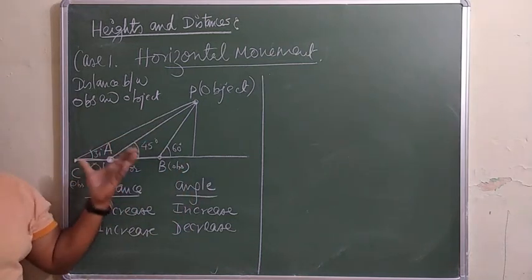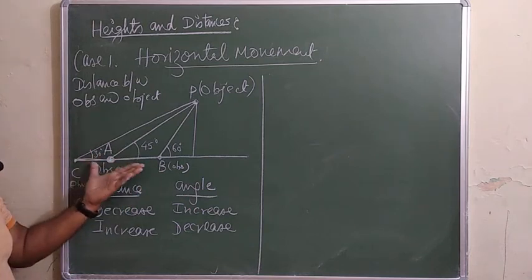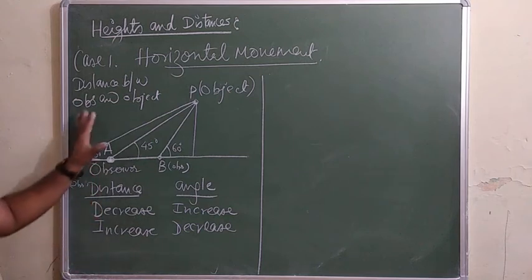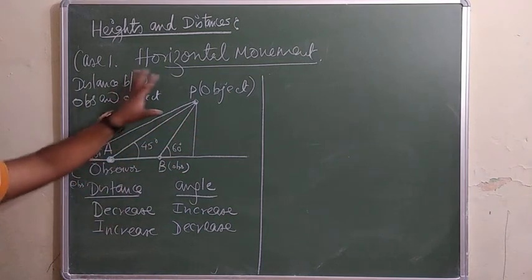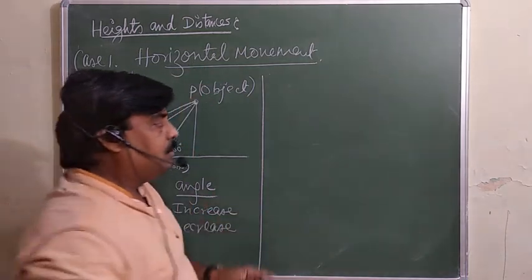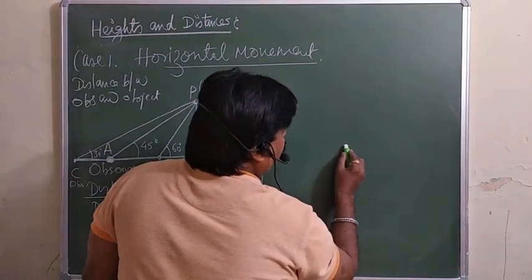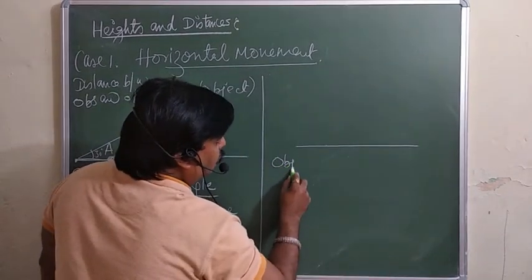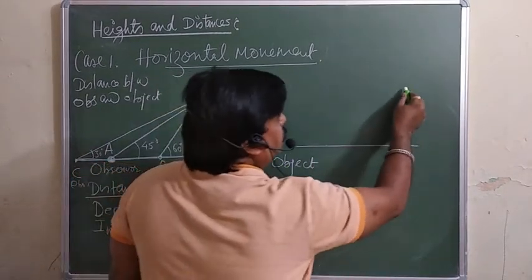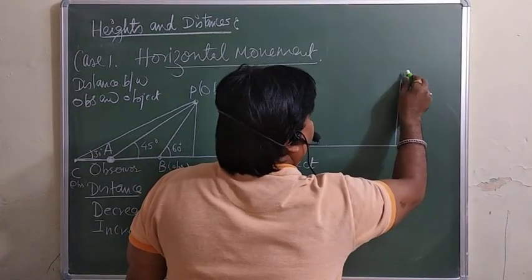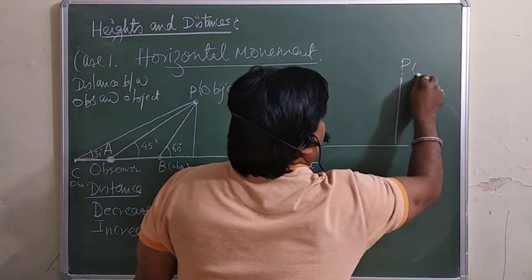A few more words we will also discuss, by which we can understand whether we are going away or coming closer to the object. That we will also discuss. Now the same thing in case of horizontal movement, but in case of the angle of depression. In that case, look here now. This is your object. Now here is the observer, at this point P. Here is the observer.